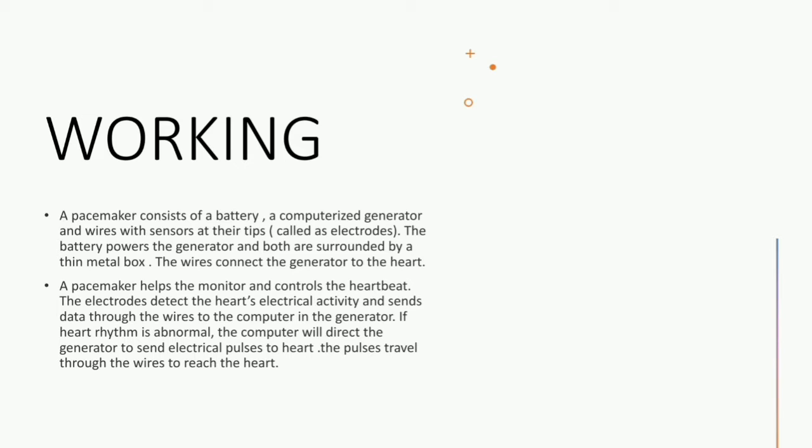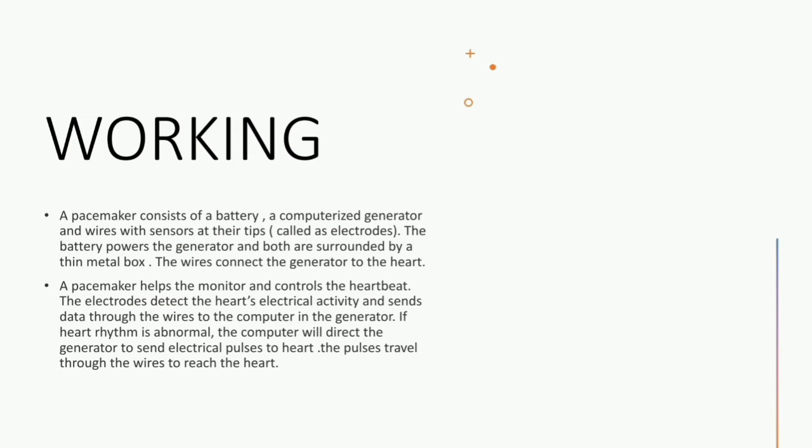Now let us know how a pacemaker works. A pacemaker consists of a battery, a computerized generator, and wires with sensors at their tips, also called electrodes. The battery powers the generator, and both are surrounded by a thin metal box. The wire connects the generator to the heart. A pacemaker helps to monitor and control the heartbeat.